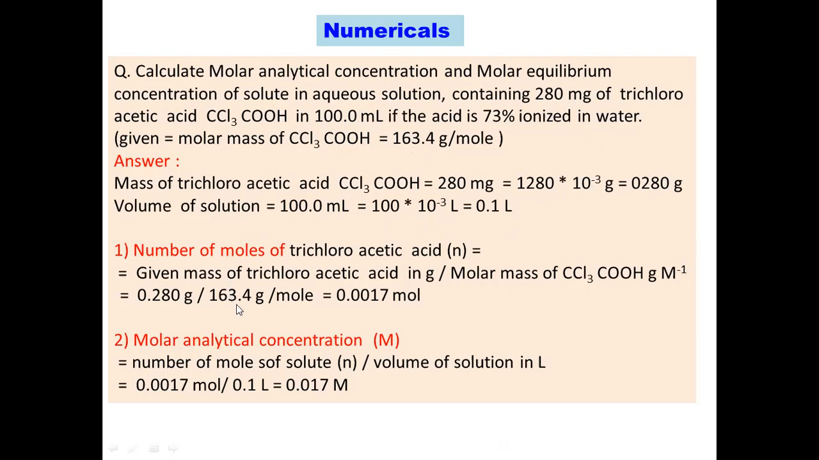Similarly, the first thing we have to calculate is the number of moles of trichloroacetic acid. The number of moles will be indicated by small n. What is the formula to calculate the number of moles? It is the given mass of the particular solute, in gram, divided by the molar mass of that solute. Here the given mass is for trichloroacetic acid, 0.280 gram, and the molar mass of trichloroacetic acid, which is also given, is 163.4 grams per mole. Whenever these two quantities are divided, 0.280 gram divided by 163.4 gram per mole, the number of moles will be 0.017 mole. So we have calculated the number of moles for trichloroacetic acid.